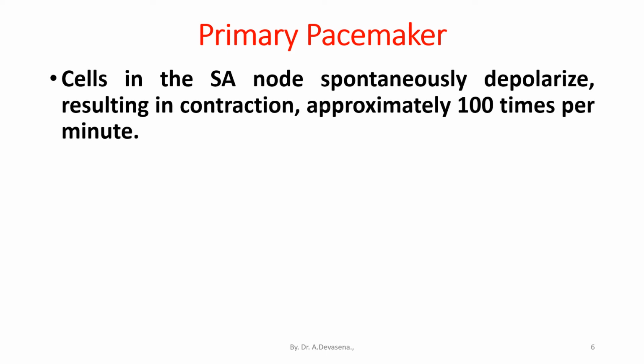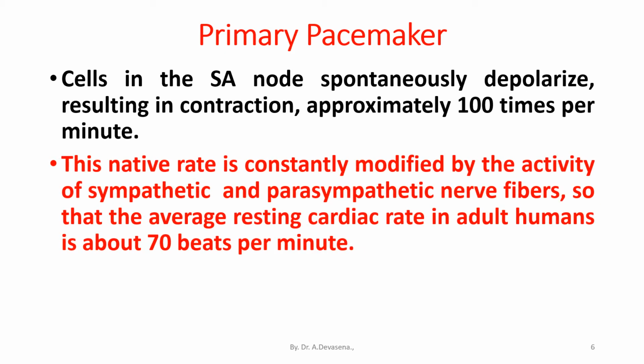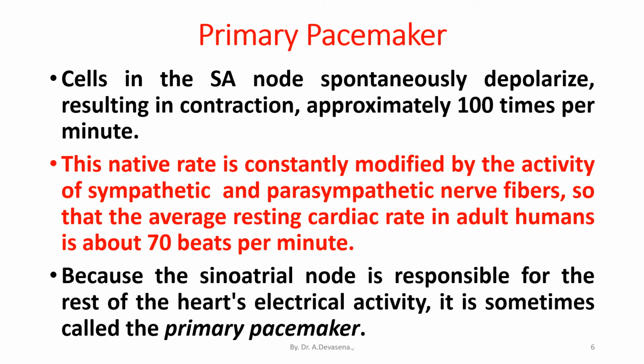Primary pacemaker. Cells in the SA node spontaneously depolarize, resulting in contraction approximately 100 times per minute. This native rate is constantly modified by the activity of sympathetic and parasympathetic nerve fibers, so that the average resting cardiac rate in adult humans is about 70 beats per minute. Because the sinoatrial node is responsible for the rest of the heart's electrical activity, it is sometimes called the primary pacemaker.